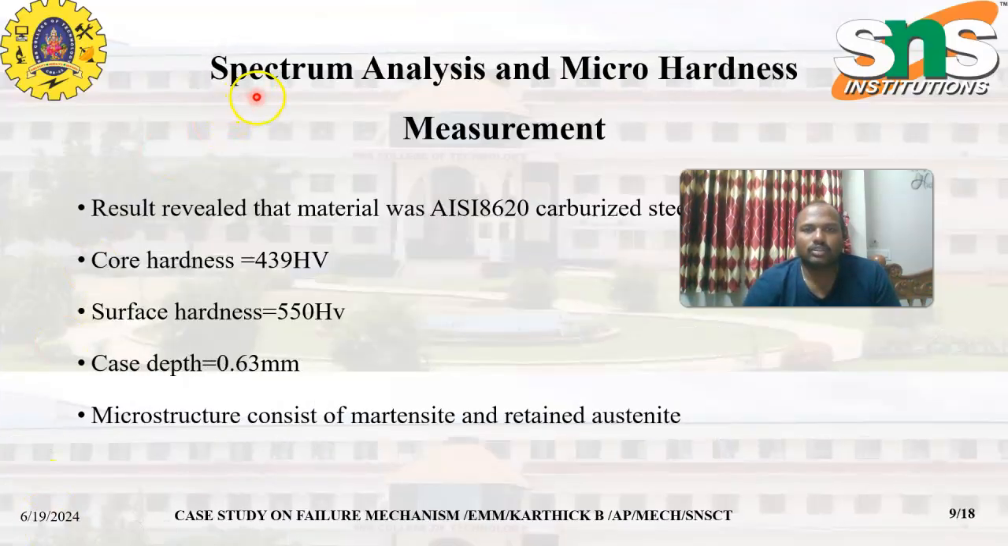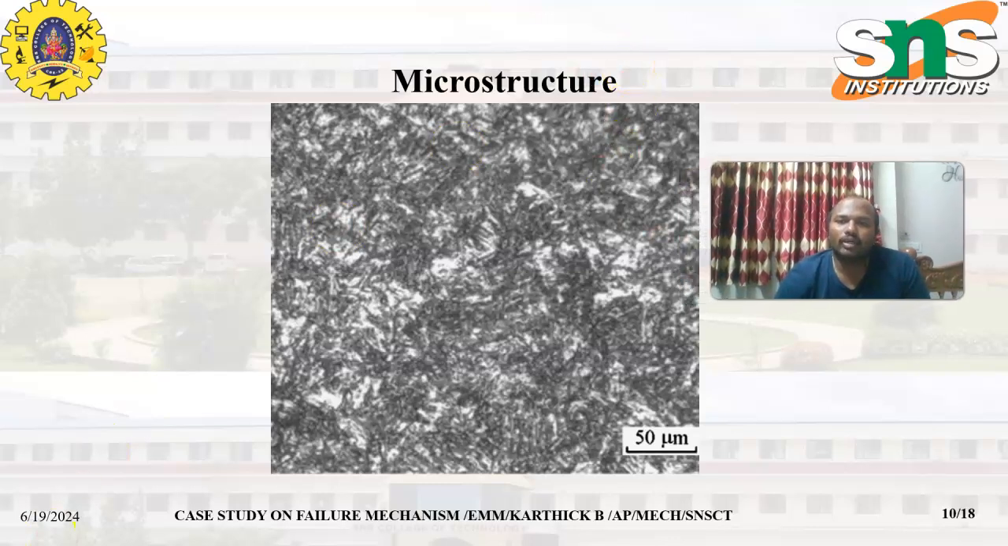First comes the spectrum analysis and the micro hardness measurement. It reveals that it is an AISI 8620 carburized steel with a core hardness of 413 HV and surface hardness of 550 HV. You can see there is some difference in the core and surface hardness, so maybe this gear has undergone surface treatment. The case depth is 0.63 millimeter. The microstructure consists of martensite and retained austenite. This is the microstructure of the failed gear, where the black color is martensite and the white color is nothing but the retained austenite.